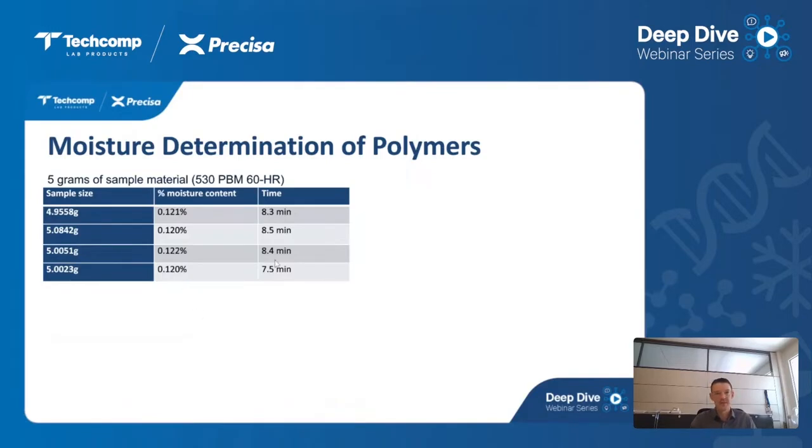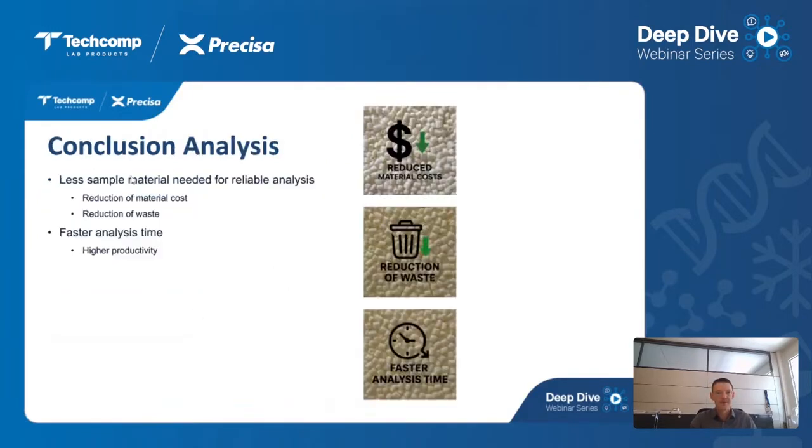Now the question is, how is everything coming together? So the conclusion is that we need less sample material to get reliable analysis results. We have a reduction of material costs because less sample material is needed. And of course, we have a reduction of waste, which makes our lab greener. Also, we have a faster analysis time, which results in higher productivity.